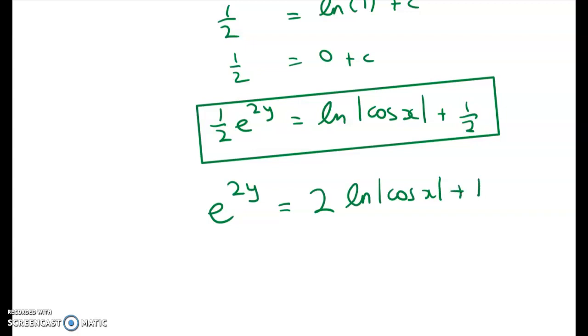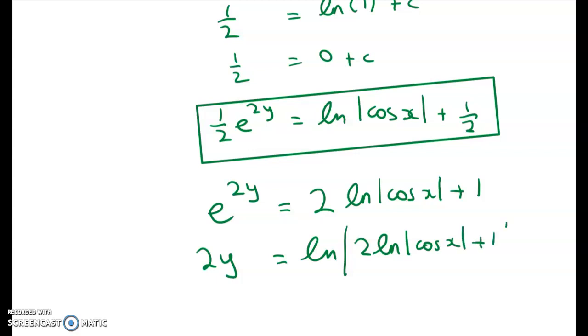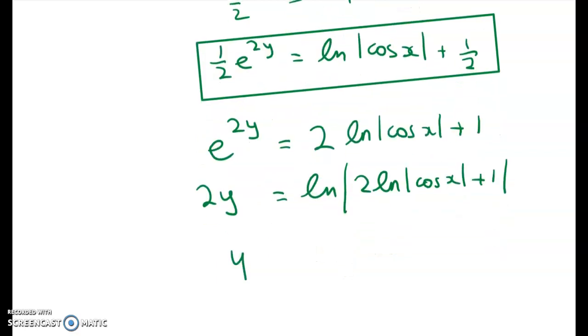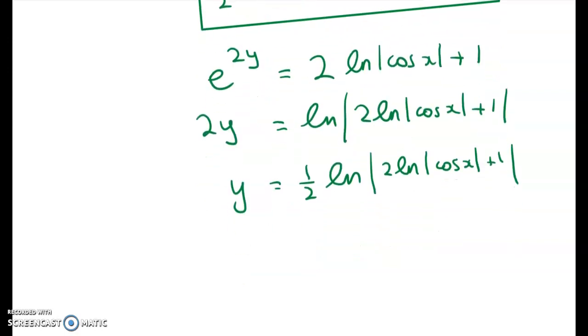Now I'm going to take logs again. So the natural log of e to the 2y is just 2y. So 2y is equal to the natural log of 2 times that, plus 1. Last step is to divide everything through by 2. So y is a half log of 2 ln of cos x plus 1. Now I could clean that up a tiny bit, but I don't need to. So that's a total perfect score.